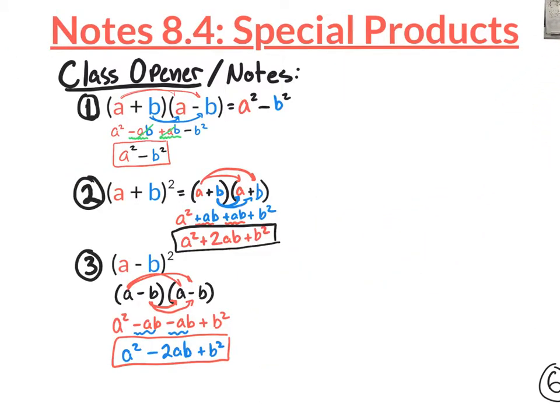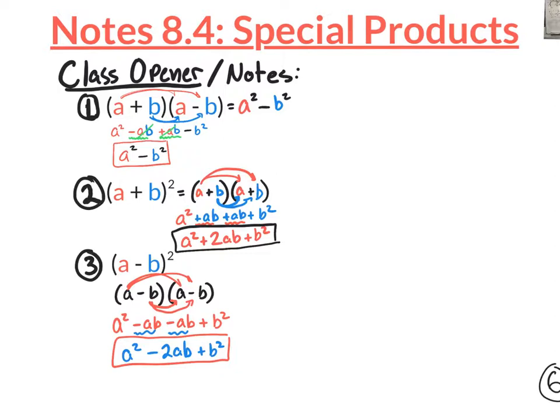So back to our class opener. Right here we had (a + b) squared, and we ended up with a squared plus 2ab plus b squared. That was our answer. So we could technically apply this as a shortcut also, but it's not really a shortcut. I like the first one. I don't like the other two.